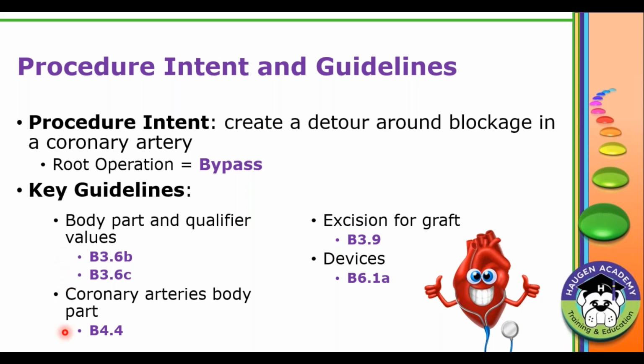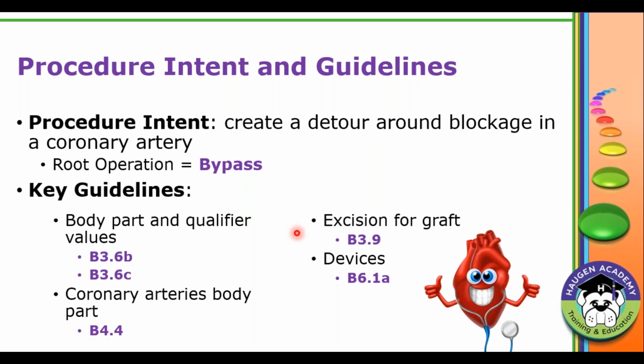There is also a guideline B4.4 that talks about the coronary arteries body part. If you've been coding PCS for several years, you know that when we first implemented ICD-10-PCS, we coded coronary arteries by the number of sites, and they quickly changed that within the first year or two, so that we are now assigning codes based off of the coronary artery. So the artery itself, not the number of sites, and that's going to be important as we're selecting our body part of either 1, 2, 3, or 4 or more coronary arteries.